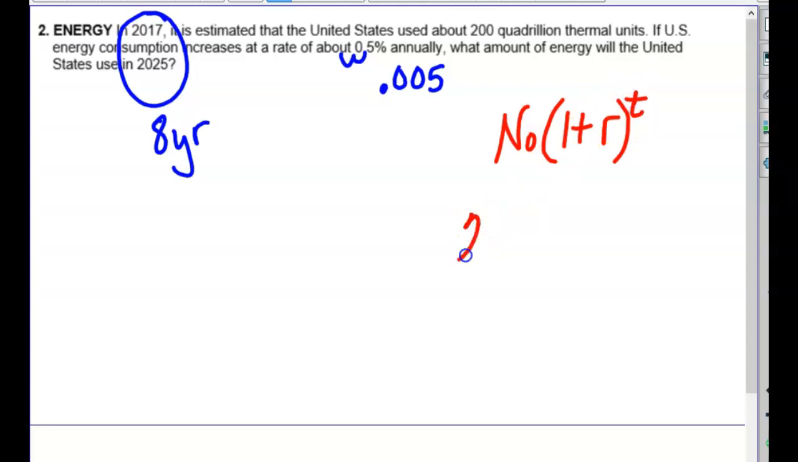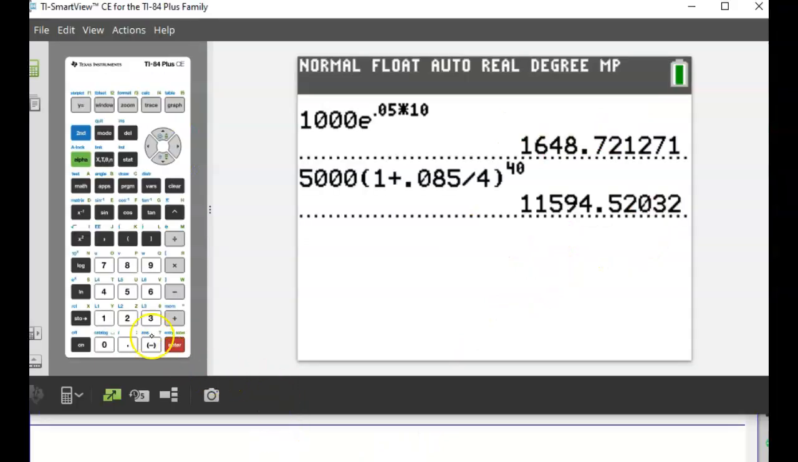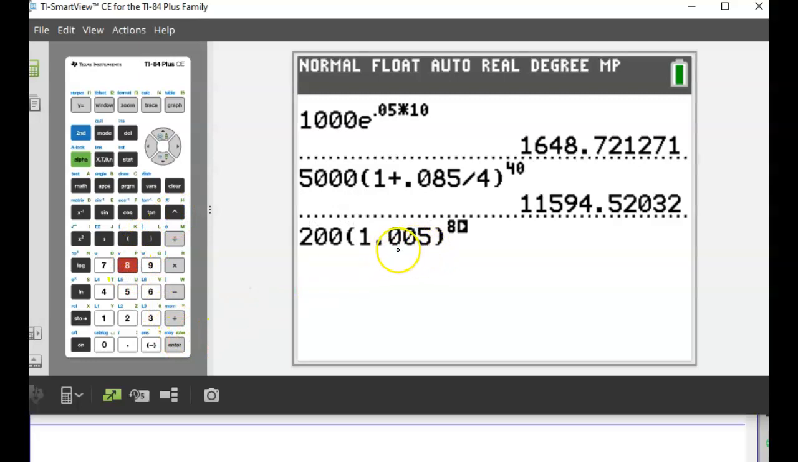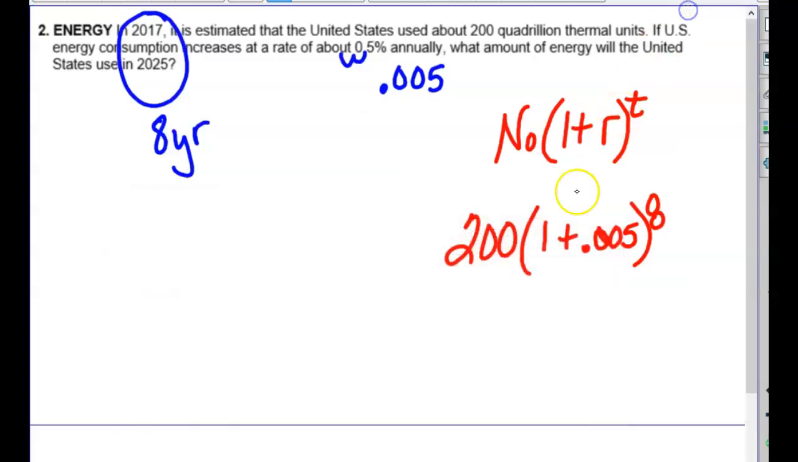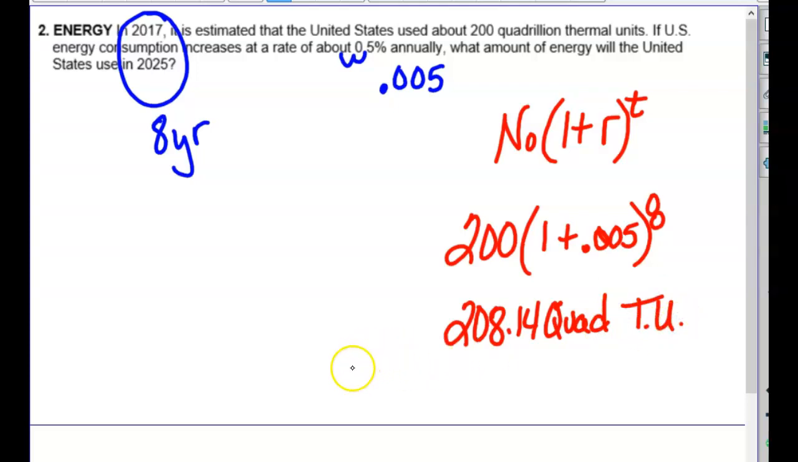So we'd have 200. I'm just going to put quadrillion as a label. I don't want to add zeros. 1 plus 0.005 to the 8 years. Now, I left out the plus. Does it matter when you're adding 1 to a decimal? 208.14. Anybody else get that? And it's quadrillion. We could have rounded to whatever they asked us to. Quadrillion thermal units. I'm going to just abbreviate there.